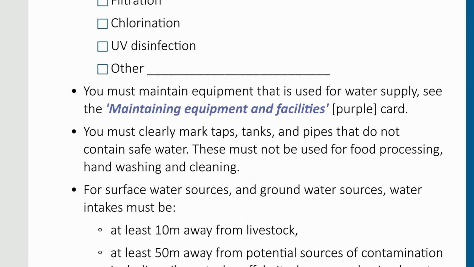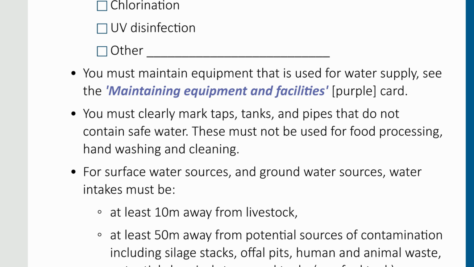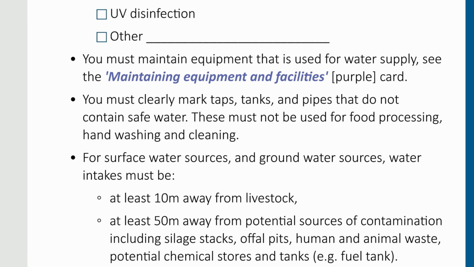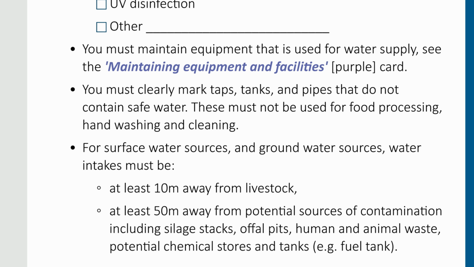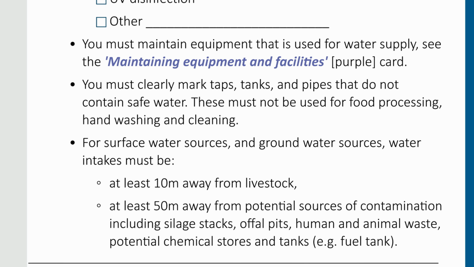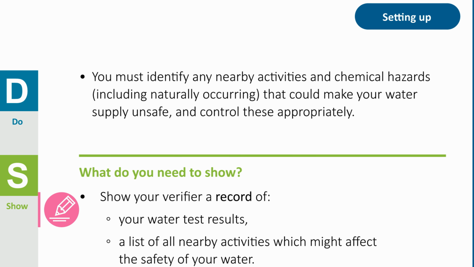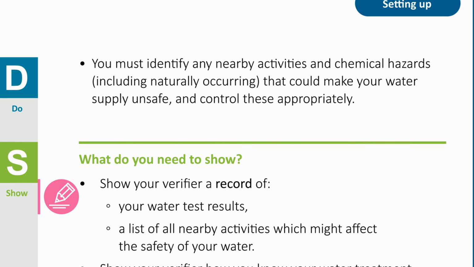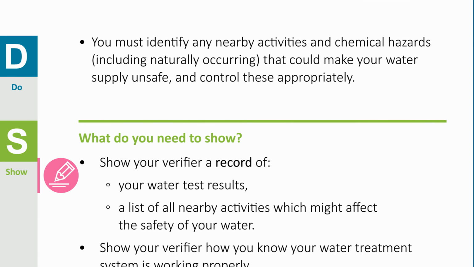For surface water sources and groundwater sources, water intakes must be at least 10 meters away from livestock, at least 50 meters away from potential sources of contamination including silage stacks, offal pits, human and animal waste, potential chemical stores and tanks, such as, for example, a fuel tank. You must identify any nearby activities and chemical hazards, including naturally occurring, that could make your water supply unsafe, and control these appropriately. What do you need to show?